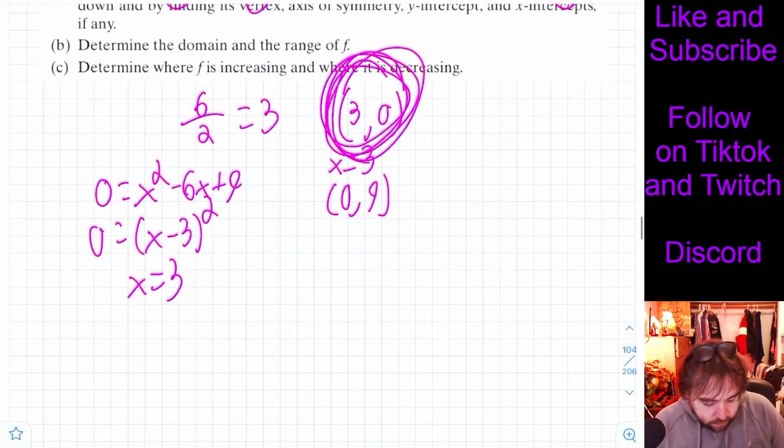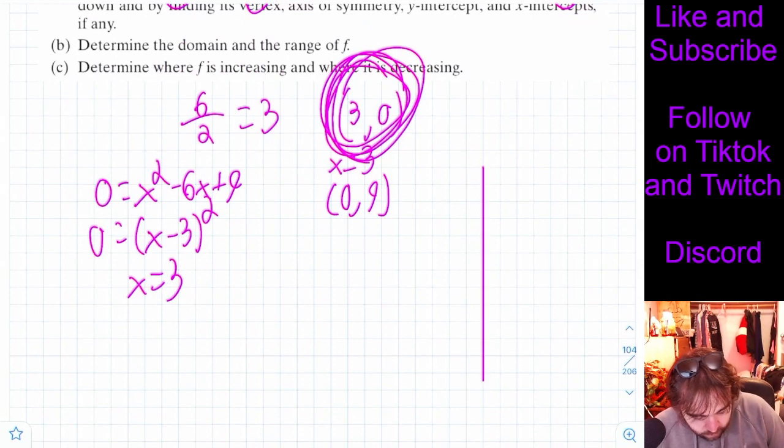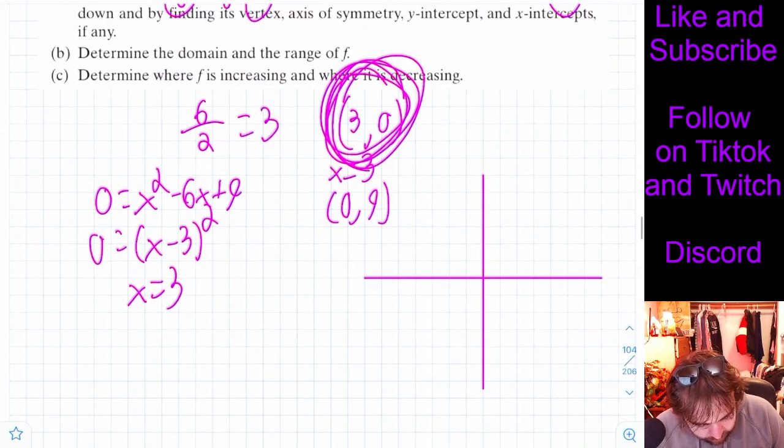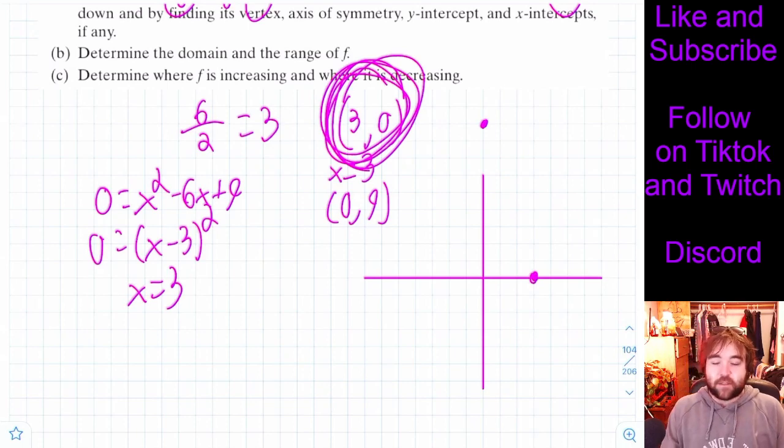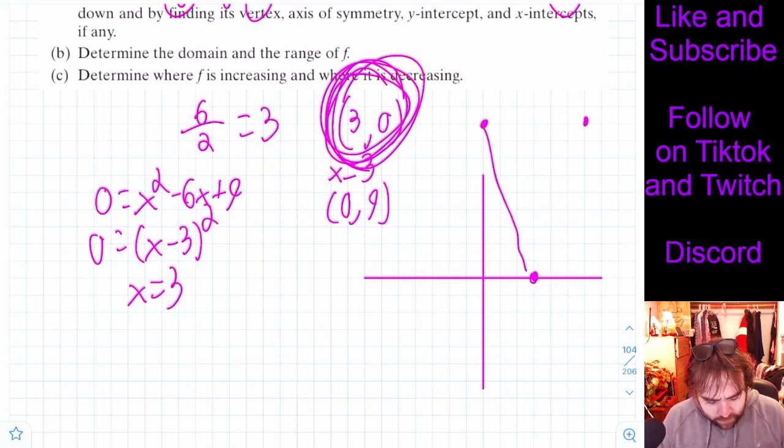So let's go ahead and graph it. We've got everything important about it now. So we found at (0, 9), it's got a y-intercept. I think that's right there. And at (3, 0), it's got its x-intercept, which is also its vertex. And since we know that that's the axis of symmetry, we should also know that we have another point right there. And that's going to be the graph of it.